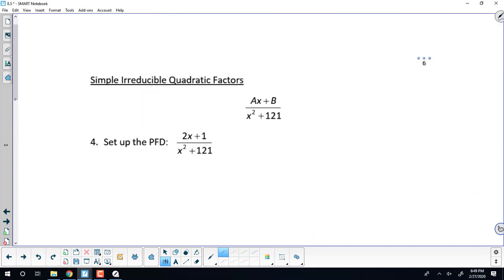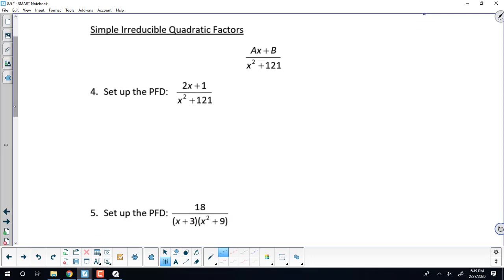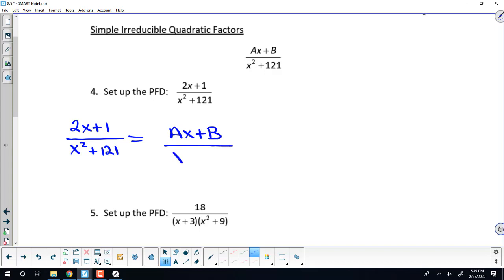So irreducible quadratics, like 2x plus 1 over x squared plus 121. If we're just going to set up the partial fraction decomposition, again, we would look at it as 2x plus 1 over this denominator. Irreducible quadratic, we have to write this as ax plus b over the x squared plus 121. So that's the setup. You can see from the setup, though, it's not going to help, right? If we solve for a, we're going to get that it's 2, and if we solve for b, it has to be 1, right? But that's how we would set up if that were our denominator.